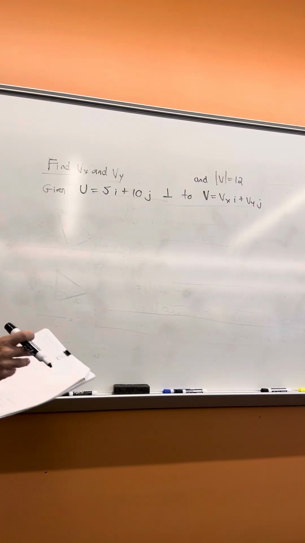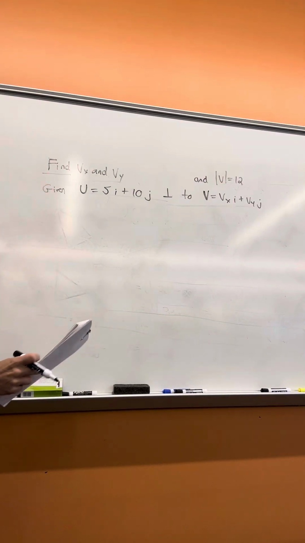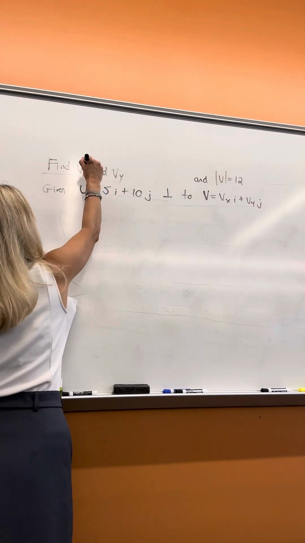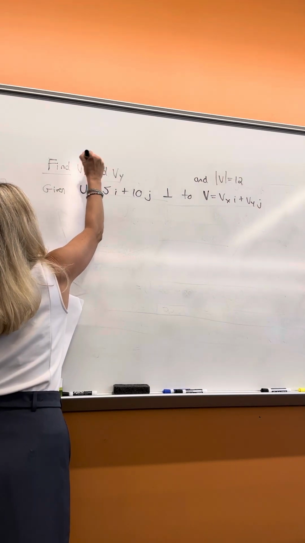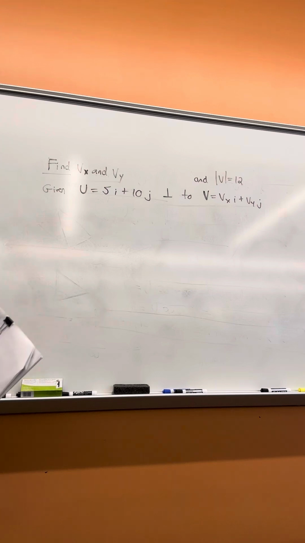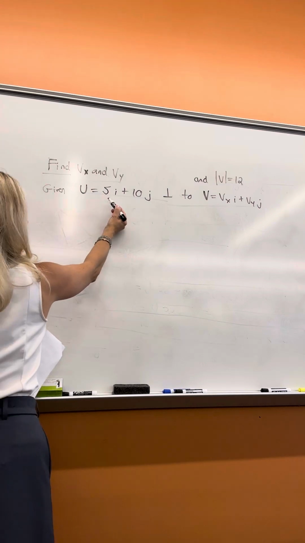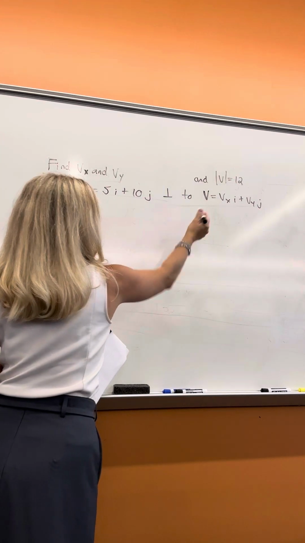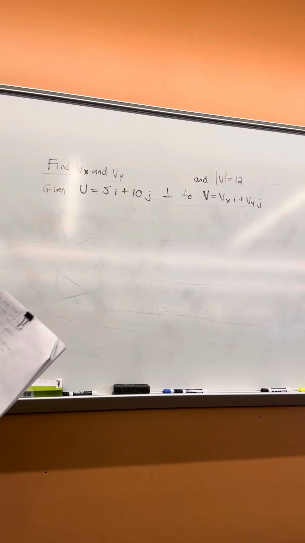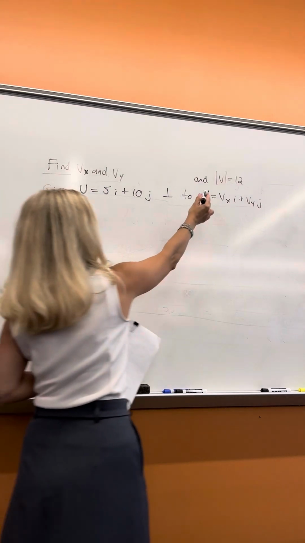Okay, so next example, you're asked to find Vx, the scalar component of V in the i, and Vy, the scalar component of the V vector in the j, given that vector U, which is 5i plus 10j, is perpendicular to the vector V, and you're given that the magnitude of V is 12.